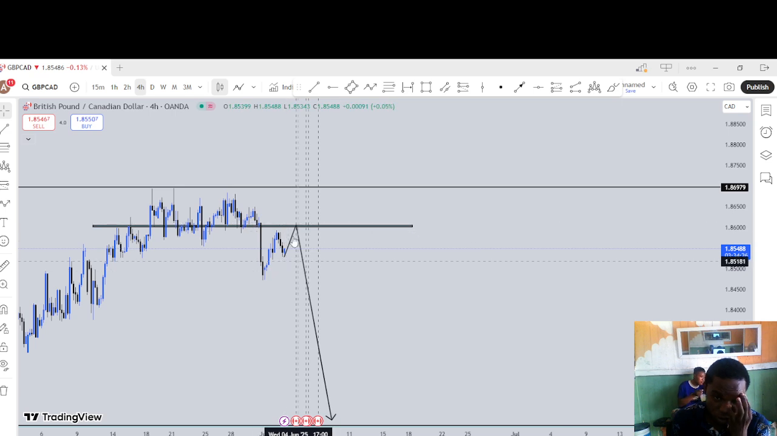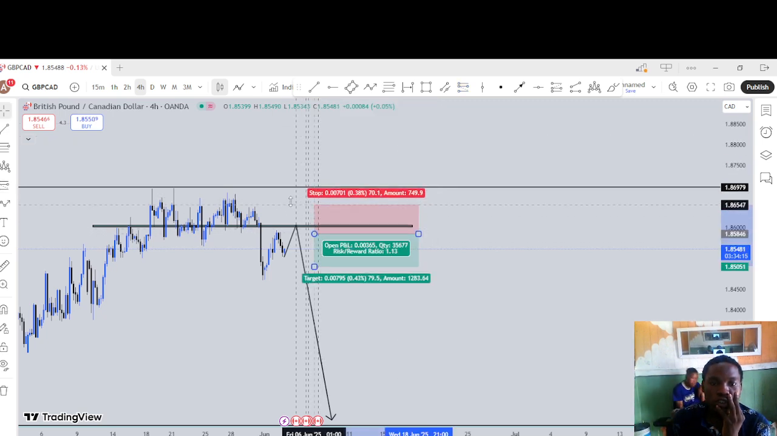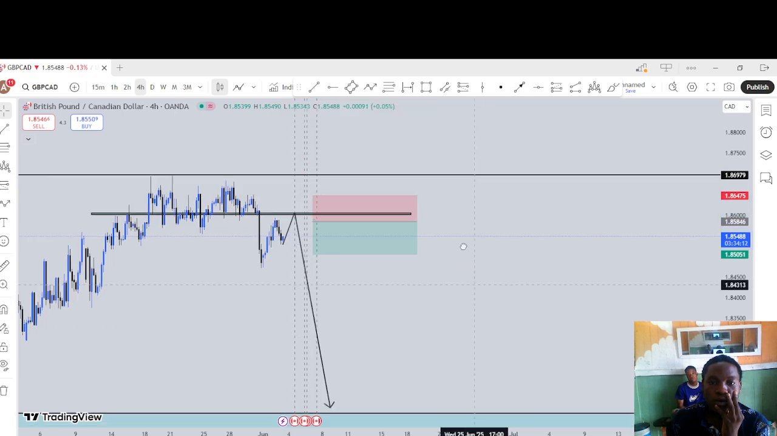So probably we might be getting something like a double top. So right here will be our entry, and we will short GBP CAD. Stop loss needs to come here. We are risking 62 pips.